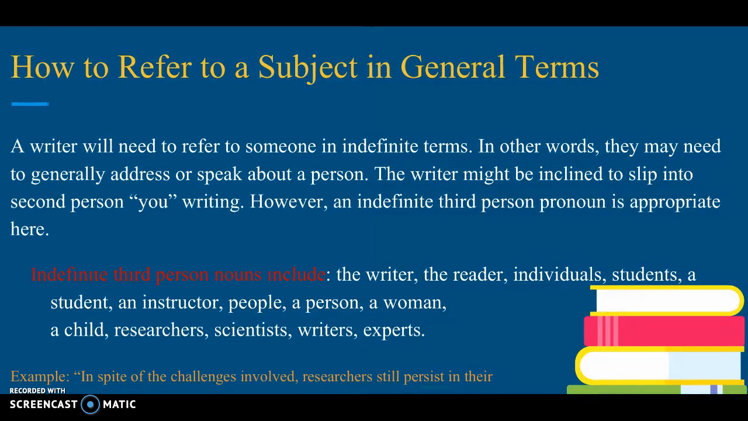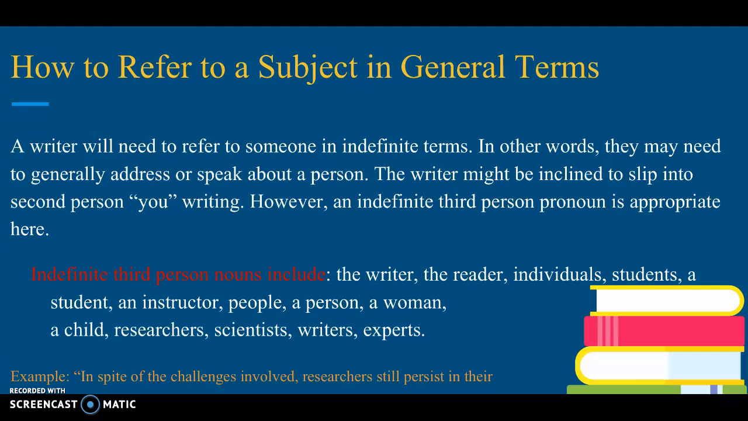So how to refer to a subject in general terms? A writer will need to refer to someone in indefinite terms. In other words, they may need to generally address or speak about a person. The writer might be inclined to slip into second-person you writing. However, an indefinite third-person pronoun is appropriate here.